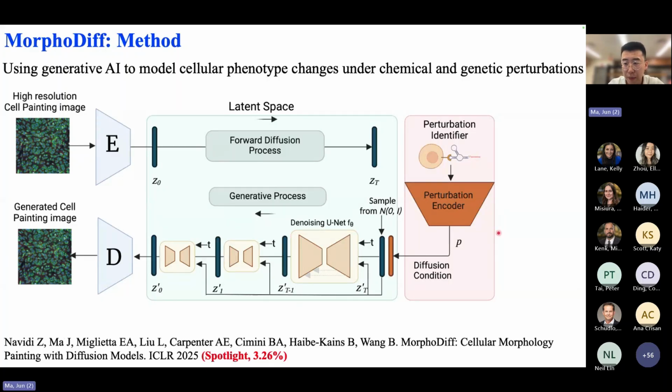To summarize, the main capability of this generative framework is that the model can generate high-resolution microscopic images based on various perturbations.